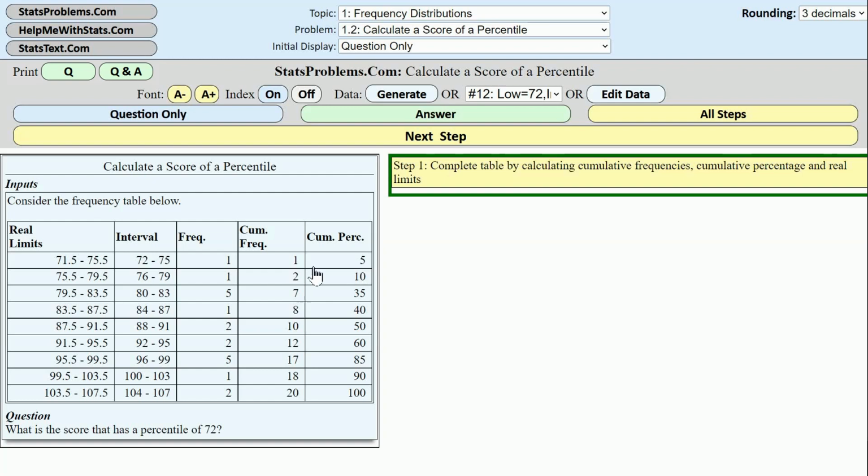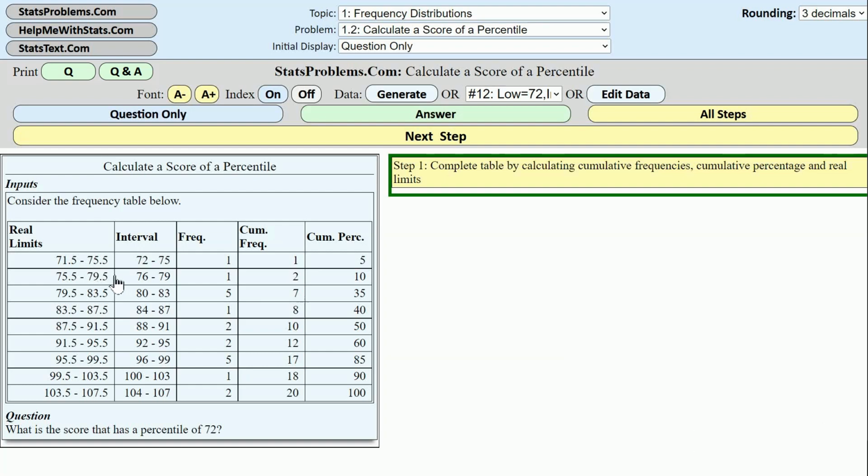The real limits are 71.5 to 75.5 because the interval starting value of 72 has a lower real limit of 71.5 and the interval ending value of 75 has an upper real limit of 75.5.